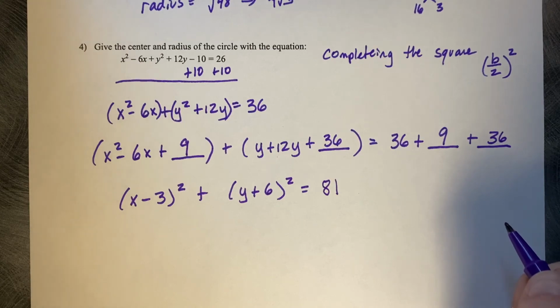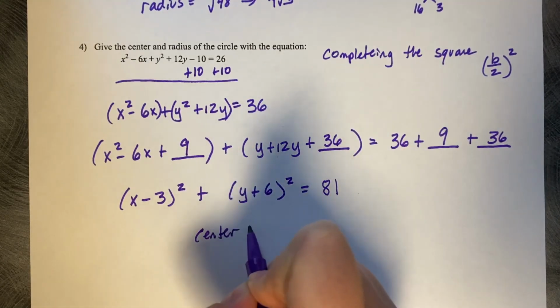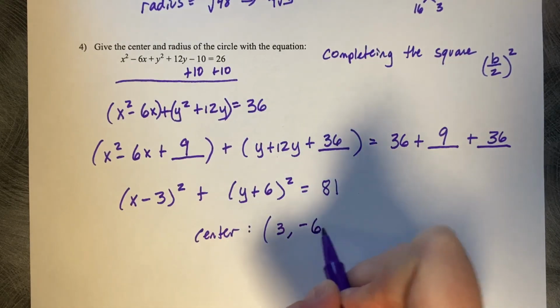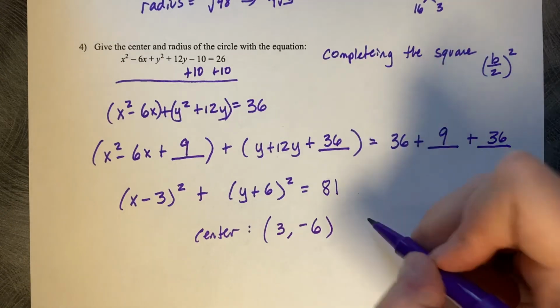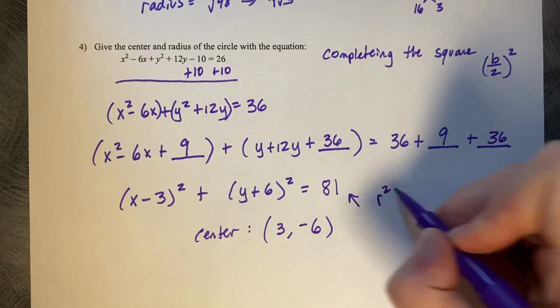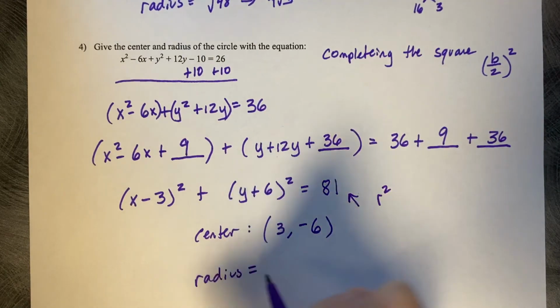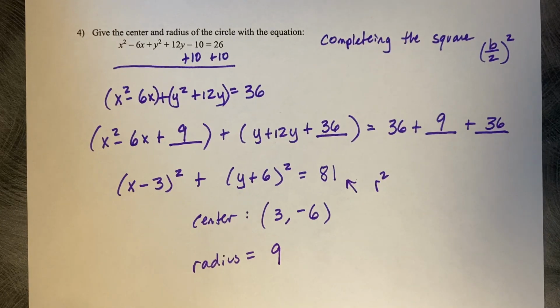So now we're ready to calculate our center and our radius. So our center lives at (3, -6). Remember, it's opposite of what's in the equation. And then this 81 is r squared, which means that our radius is 9, because 9 squared is 81.